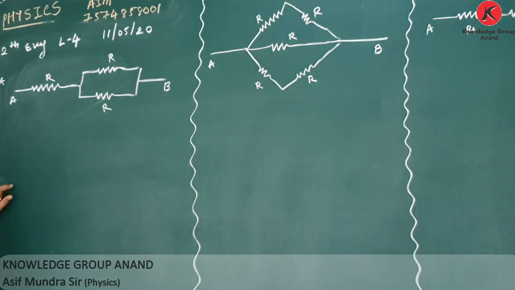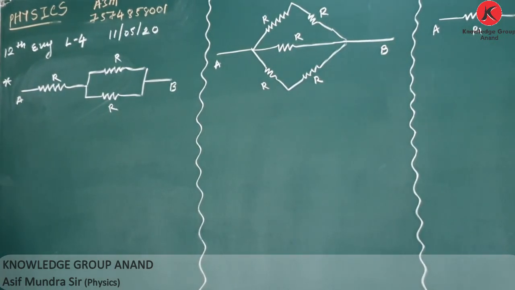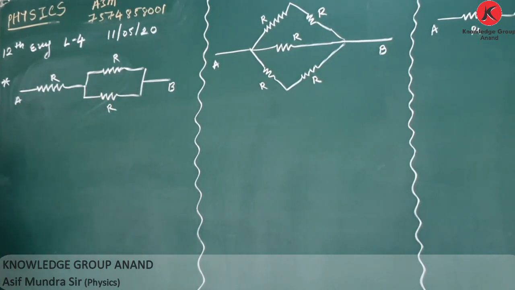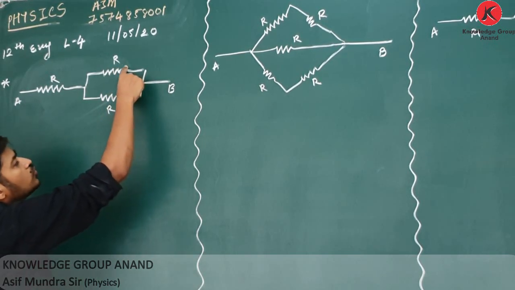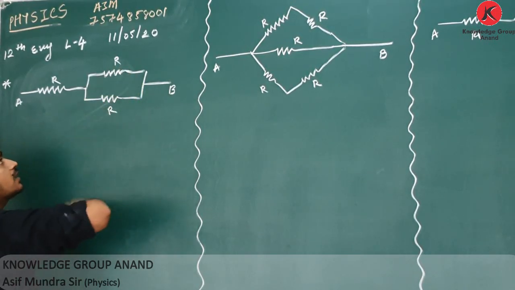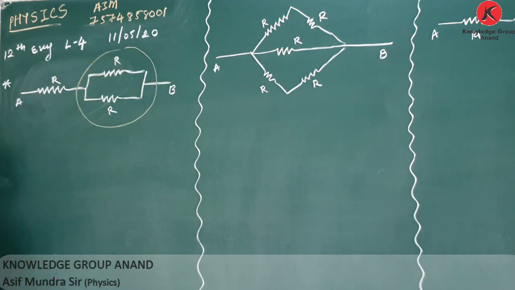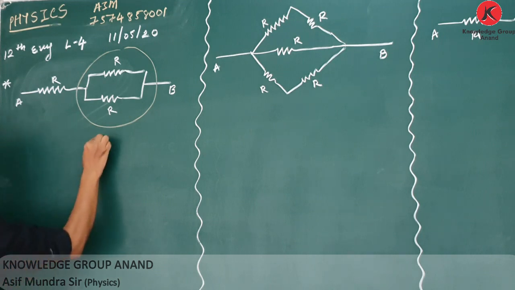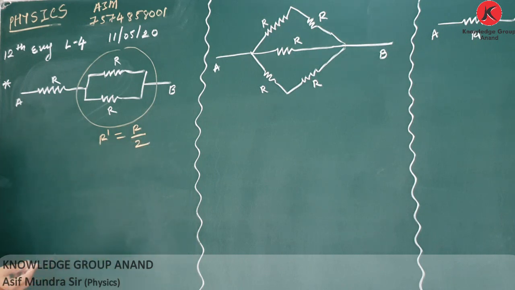One more extra question. 3 resistors are there between A and B, each of resistance R. Yes, 3 identical resistors. Now see, from the figure it is clear these 2 resistors are in parallel connection. So first of all, find their equivalent. Two identical resistors in parallel connection, so their equivalent R dash is equal to R by 2. Yes, we can write directly.